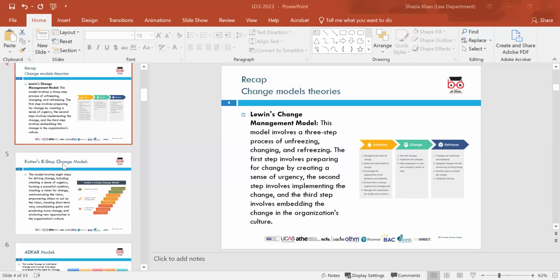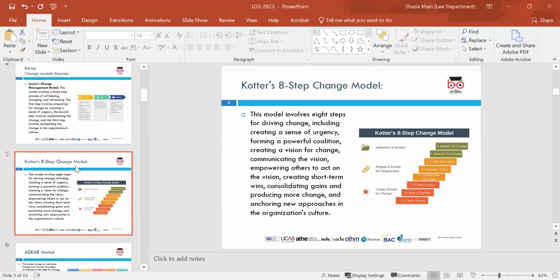And then we've got the next model, which is Kotter's 8-step change model. This model has 8 steps in it. Kotter's model is a framework that provides a path for organizations to overcome the barriers to change, with success based on research. Here is a breakdown of Kotter's 8-step change model, and this is a popular management model.